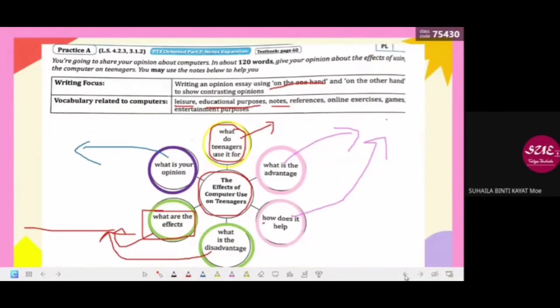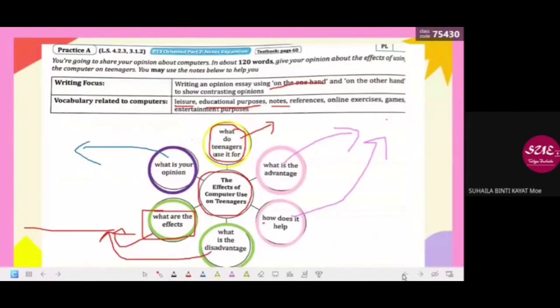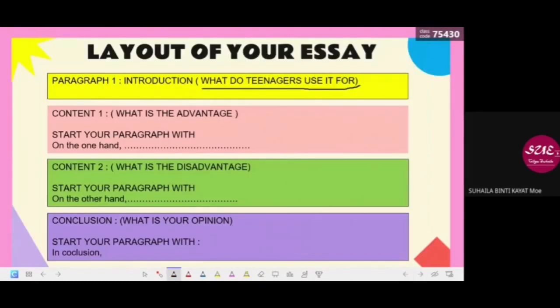Use this: How does it help? Or you can choose to use computer for reference, for online purposes. How does it help? Okay, it helps me for doing online exercises, for example. Right? Okay. So next paragraph, content 2 is what is the disadvantage.